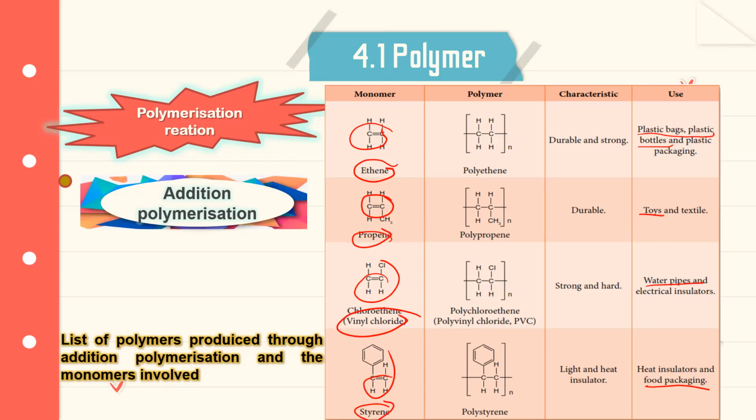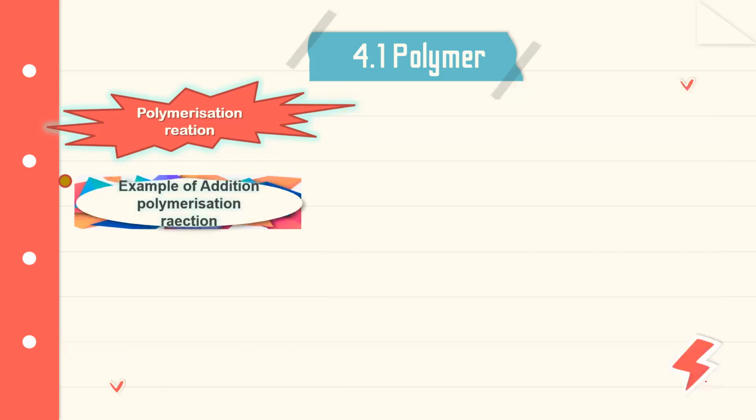Okay, so besides Rishi and Sharifa, one person telling me what's the use of ethene? Plastic bag. Very good. Plastic bags. I heard so many answers. Next one. What's the use of propene, polypropene? Toys. Very good. And what's the use of PVC? Pipes. Very good. And what's the last one? Polystyrene? Food packaging. Food packaging.